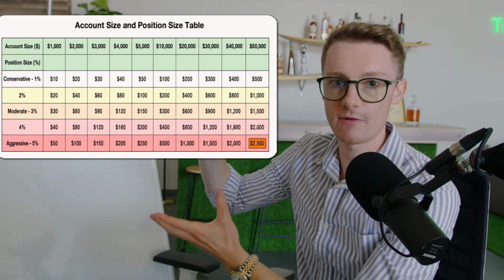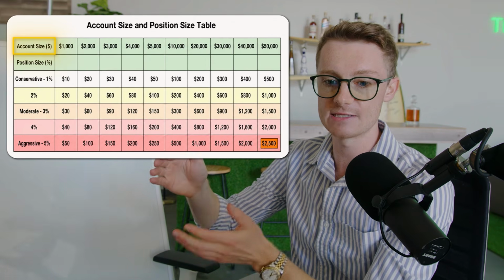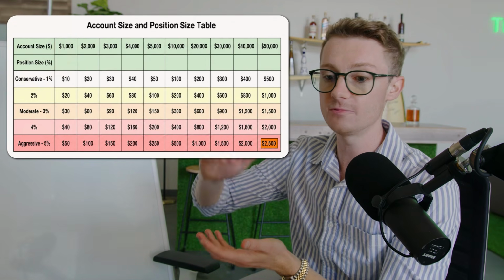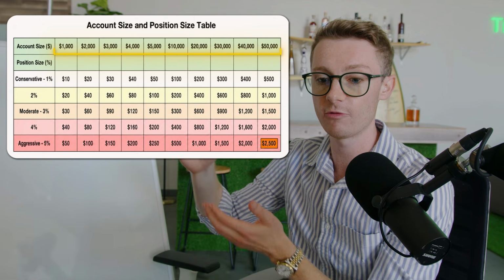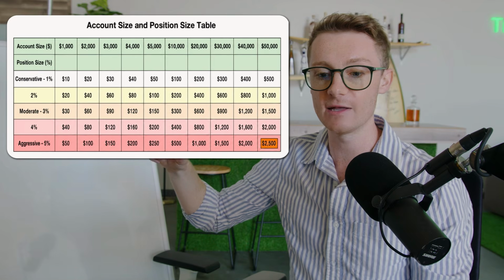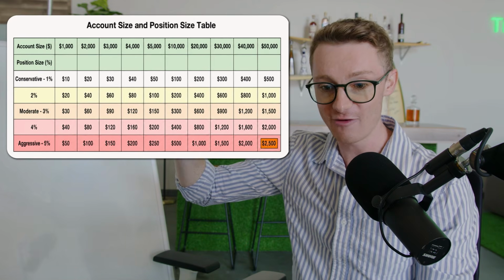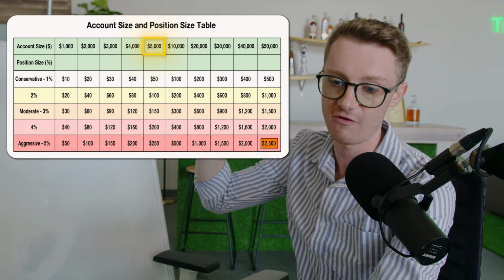Now, let's talk about account size. I'm going to pull up this screenshot right here. The first thing we want to look at on the top is going to be account size. Now, this goes from $1 up to $50,000. So maybe you're somewhere in that $1, 2, 3, 4, 5, $10,000 range. Whatever your starting account balance is going to be, I need you to identify that on the top of the screen. So for the example, let's say you're going to start with 5,000.